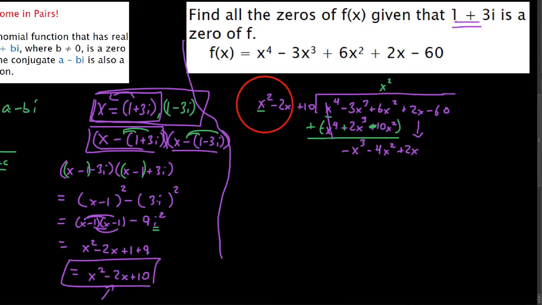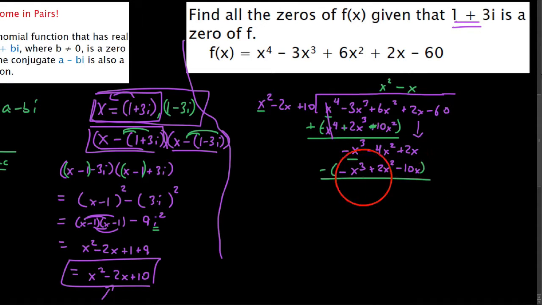So now, what can I take x squared times to get this negative x cubed? I would say that negative x would do the trick. So we would get negative x cubed when we multiply that negative x times x squared. Negative x times negative 2x is a positive 2x squared, and then negative x times a positive 10 is negative 10x. So again, we're going to subtract off this entire parenthetical quantity, which means we'll add the opposite instead.